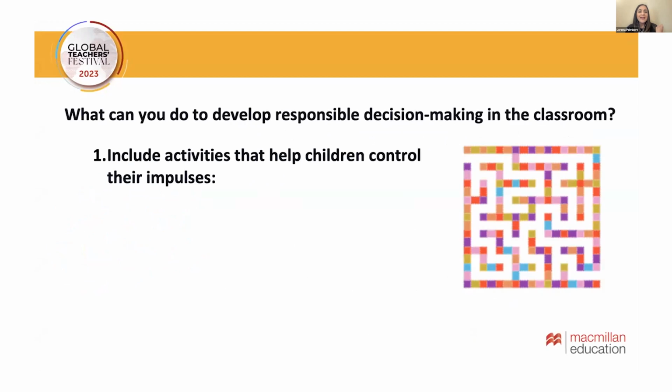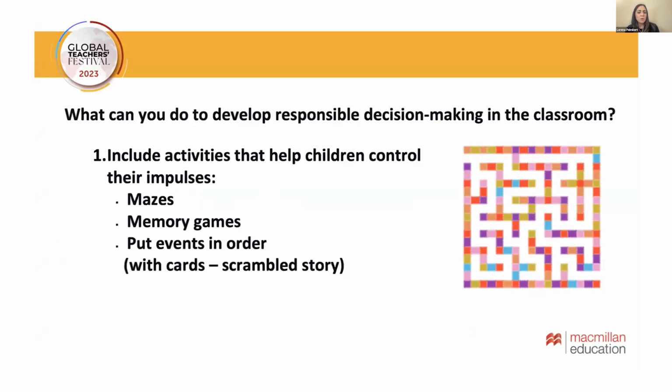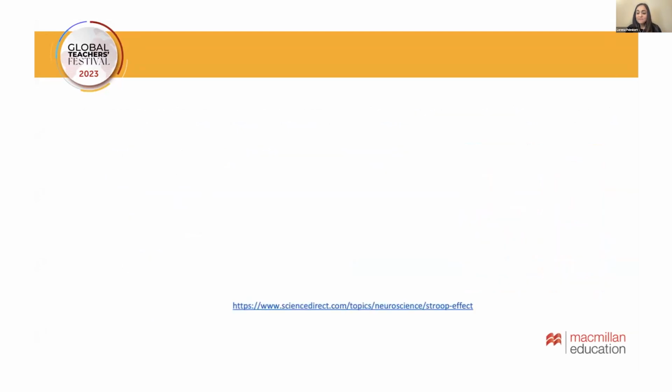You have to include activities to help control our impulses, like mazes, memory games, putting events in order with cards or a scrambled story, playing Simon Says, or playing Stroop. Okay, so I don't know if you know about Stroop, but it is not a game. It is actually a test. But don't tell your students that it's a test because they're going to say, oh, no. Make it a game. And right now, I want you to feel firsthand what it is to control our impulses and to inhibit the impulse of doing something.